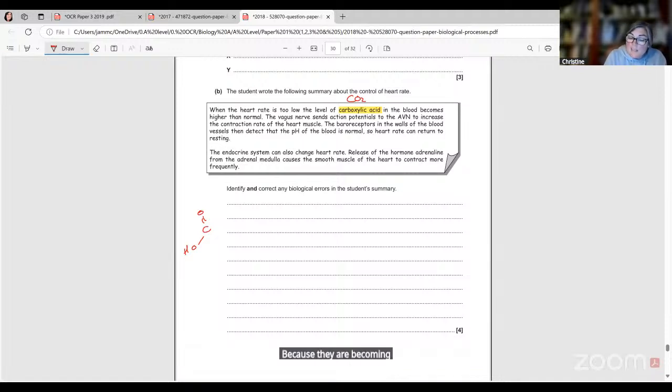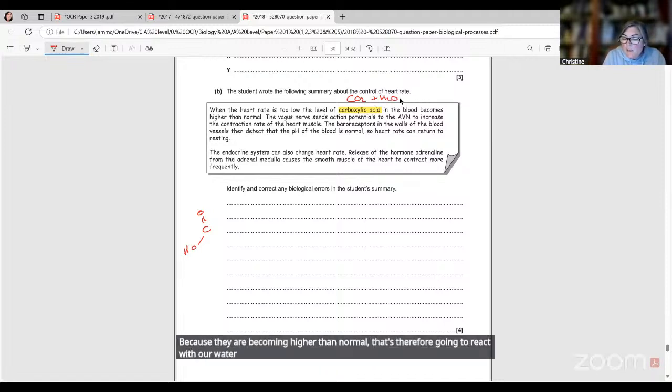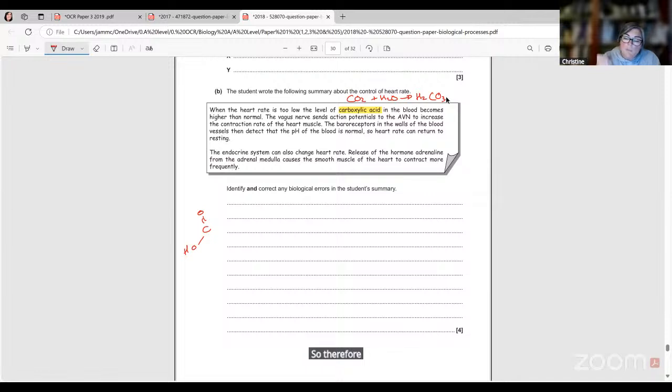Because they are becoming higher than normal, that's therefore going to react with our water. And because it reacts with our water, it's therefore going to produce our carbonic acid. So we should already know that, because that is transport in animals.